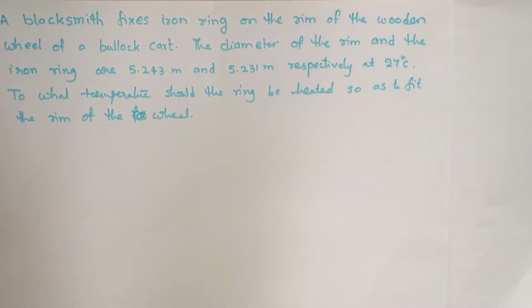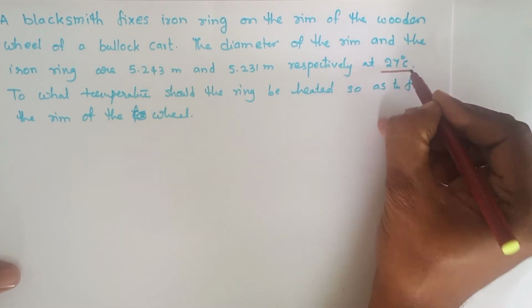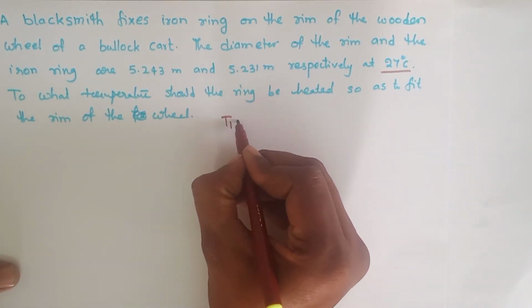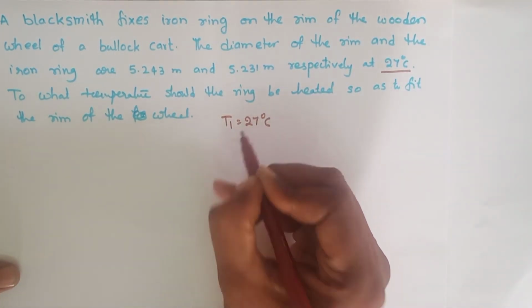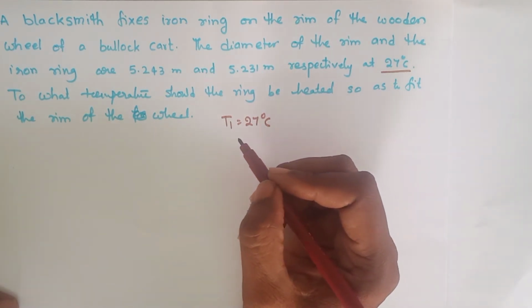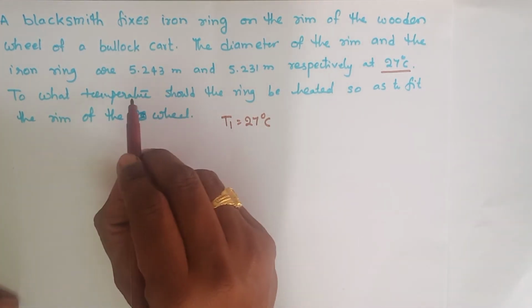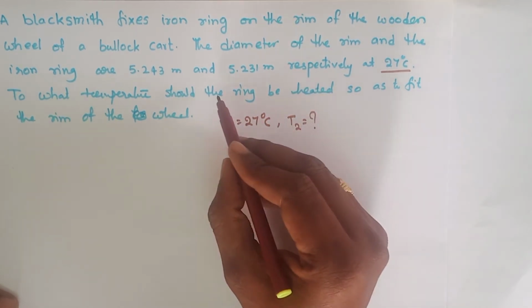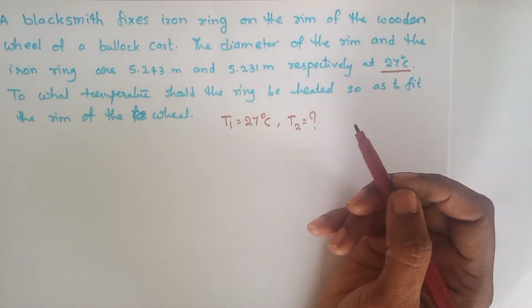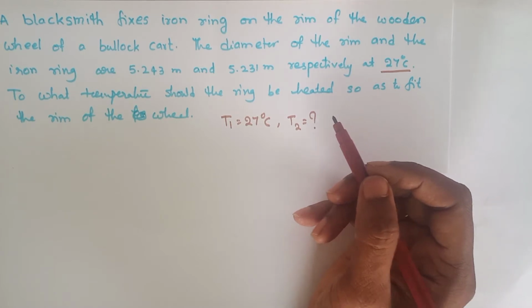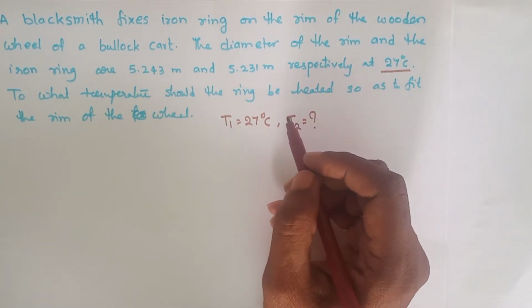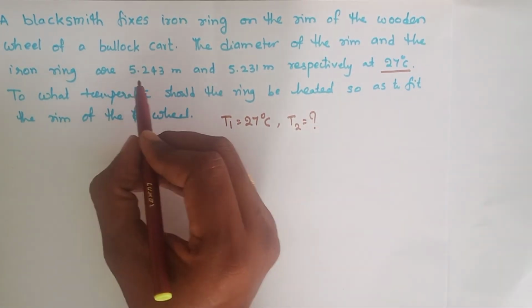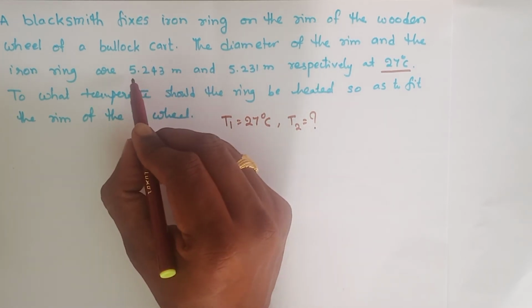Initially the temperature is 27 degrees. So T1 is equal to 27 degrees. To what temperature should the ring be heated so as to fit the rim of the wheel? So T2 has to be calculated. What is the final length? What is the initial length?